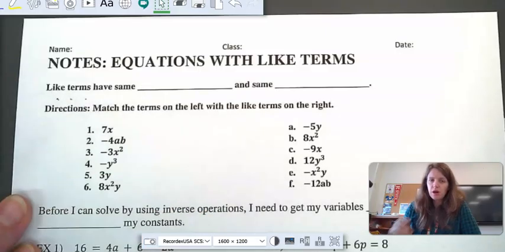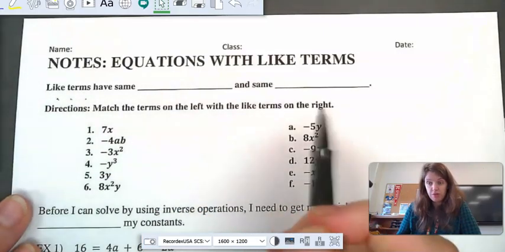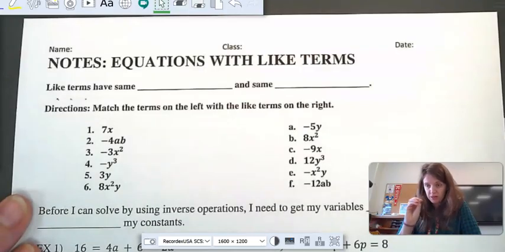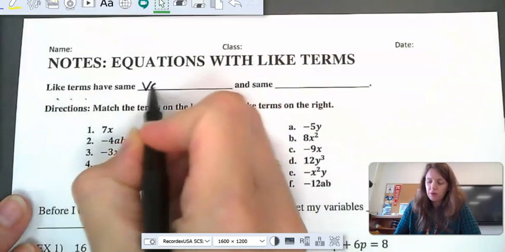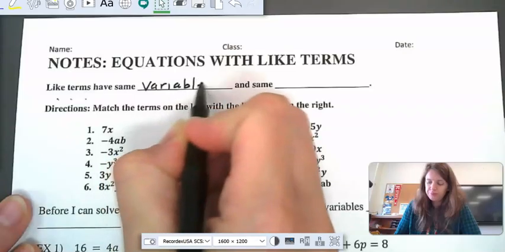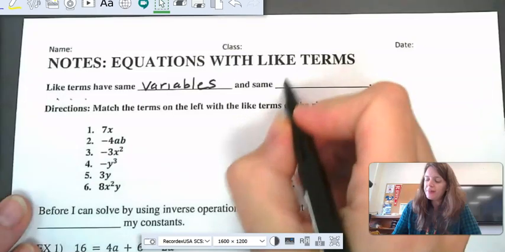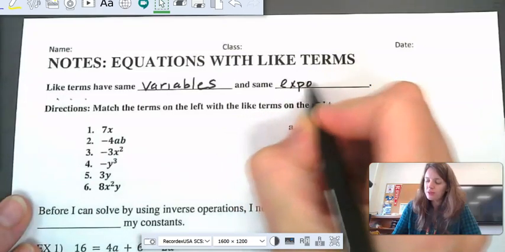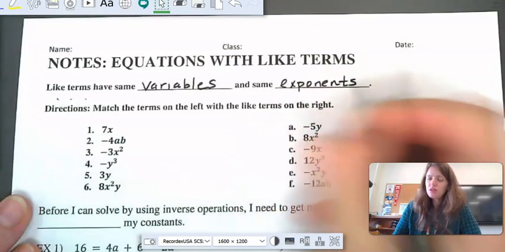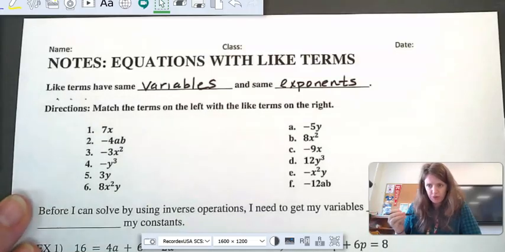Like terms just means that the term, the group of letters and numbers, has the same variable. Sometimes it could be variables, right, if it has an x and a y, and the same exponents or powers. So it has to be the exact same combination of both of those things.